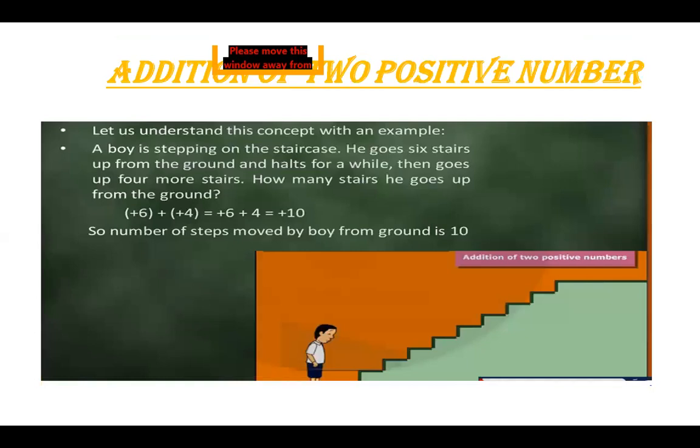Addition of two positive numbers. Let us understand this concept with an example. A boy is stepping on a staircase. He goes 6 stairs up from the ground and halts for a while. Then he goes up 4 more stairs. How many stairs has he gone up from the ground? (+6) plus (+4) is equal to +6 plus 4 is equal to +10. So the number of steps moved by the boy from the ground is 10.